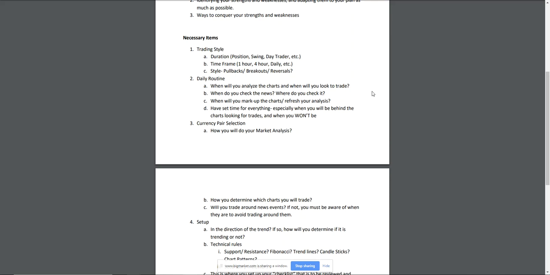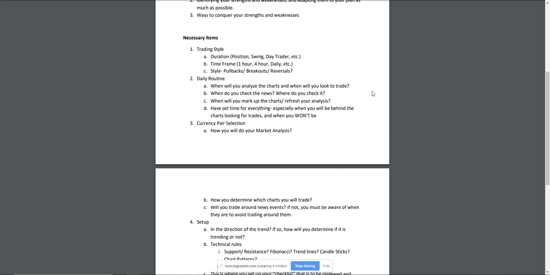When will you mark up the charts and refresh your analysis? So maybe every day you're going through all 28 pairs. Maybe you only watch 3 pairs and you're redoing the charts multiple times a day. Maybe you mark your weekly and daily major levels once a month or once a week or once a day. That is what you need to build into your plan. How often will you be doing this analysis and what will you be doing?